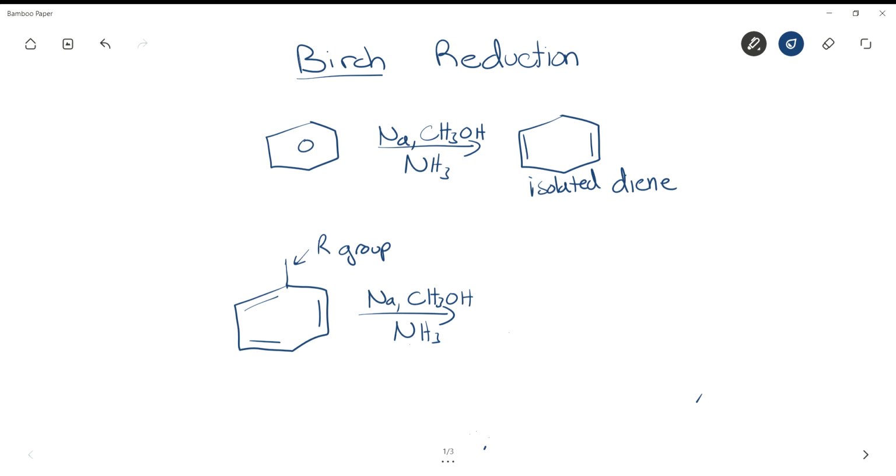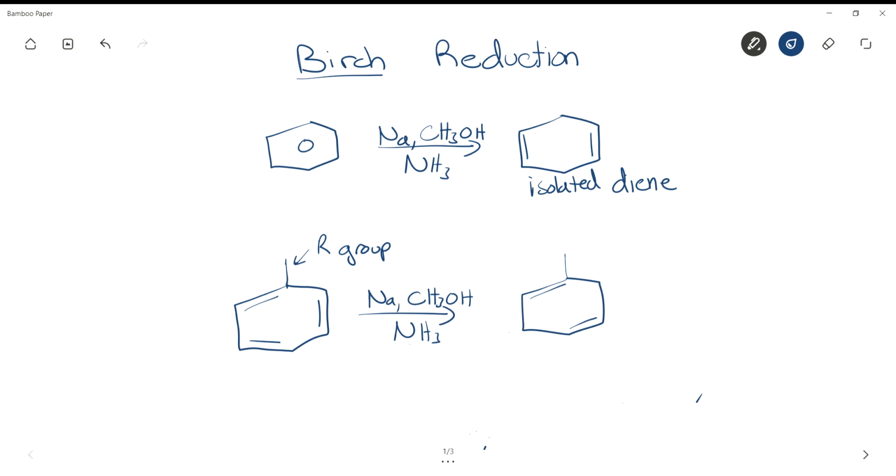The R group is donating electron density to the ring. So if the R group is donating electron density to the ring, you are going to end up with a specific conformation of the diene. So we have our methyl group attached to the ring in that location, and the diene, or the double bonds, are going to be in this position. Again, still isolated, but one of the double bonds is on the same carbon that has the R group, or the electron donating group.